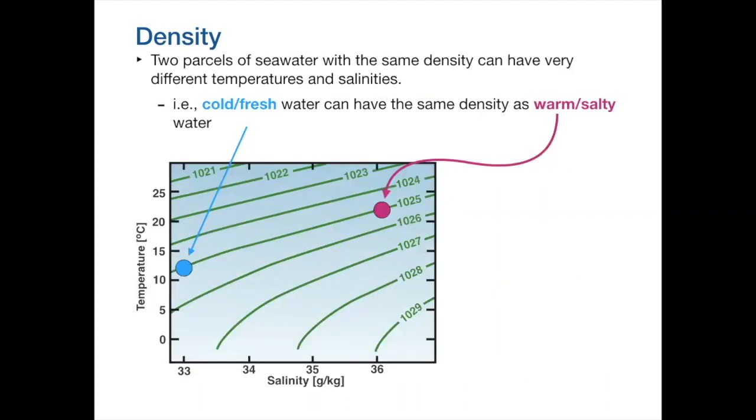So one interesting thing about seawater, which is very obvious when we do this TS plot, is that water masses or water with different temperatures and salinities can actually have the same density. So here I've plotted 2 dots on this 1,025 kilograms per cubic meter line. This one is much fresher and colder, and then this one has exactly the same density, but it's much saltier and it's warmer. And we could do the same with any of the points in this diagram.